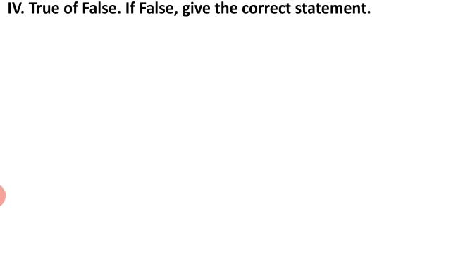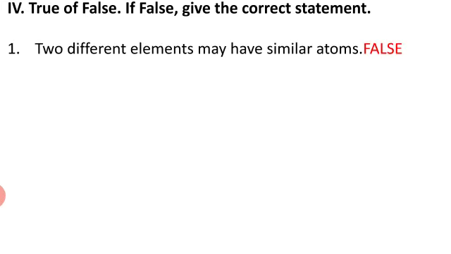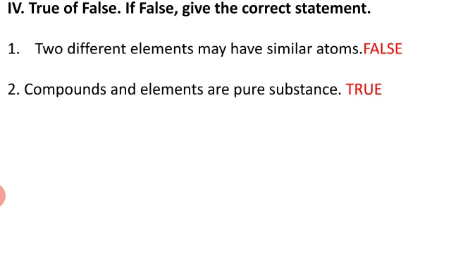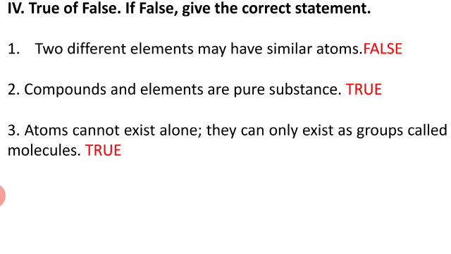Next, true or false? First one, two different elements may have similar atoms. False. Two different elements may have similar atoms means what? False. The different atoms are only present in two different elements. Next, the compounds and elements are pure substances. Compounds or elements, both are pure substances. So, true. Third, atoms cannot exist alone. They can only exist as a group called molecule.